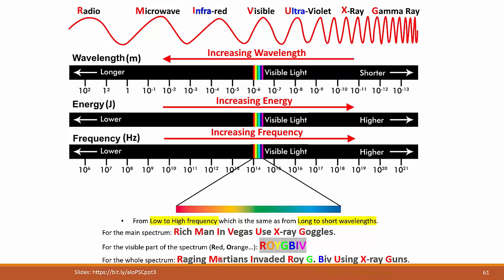So we have Russian Martians invaded. So this is the same, RMI. And then we jump into the visible portion and we say Roy G. Biv, red, green, blue. And then we have ultraviolet, X-ray, and gamma.